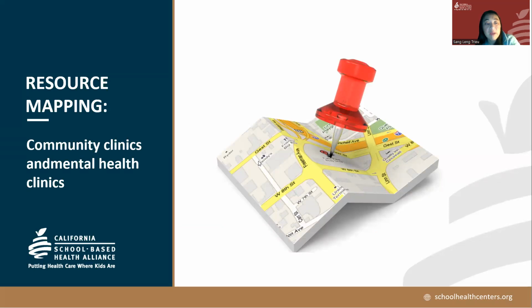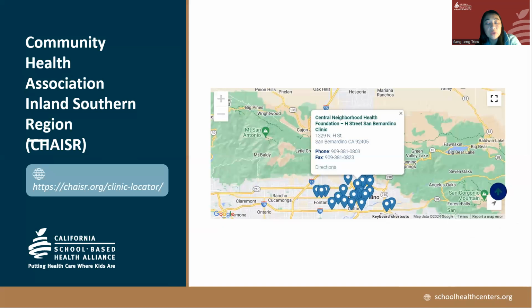Another great mapping resource is looking at where community clinics are as well as mental health clinics. And here in the region, we do have a consortium called the Community Health Association Inland Southern Region, or what we call CHISER. If you go onto the website, you can enter your address and it'll pop up which community clinics are nearby you. That's a great way to start thinking about what health providers are in the area that could potentially be partners in your school health delivery program.